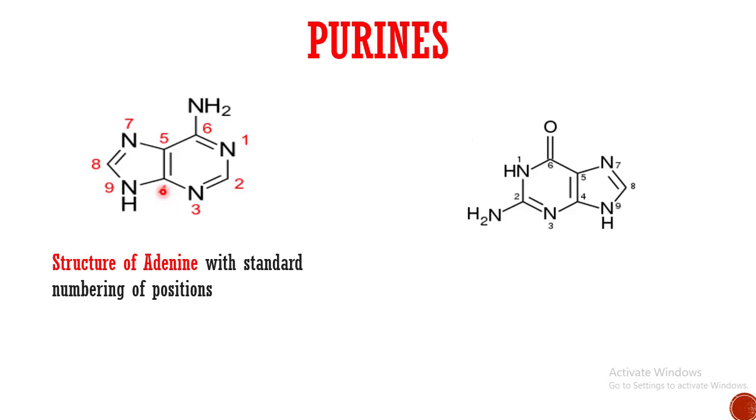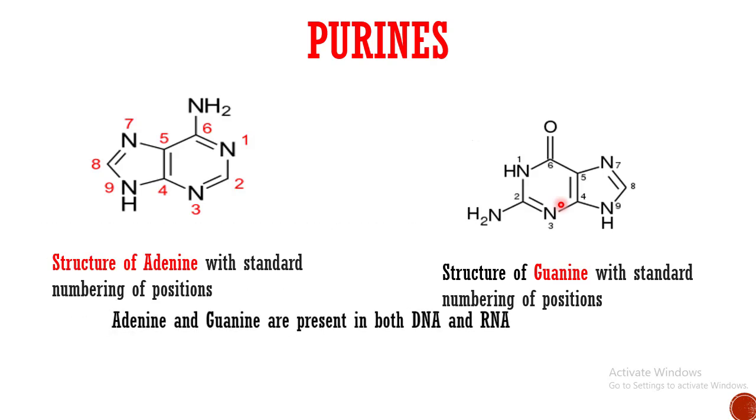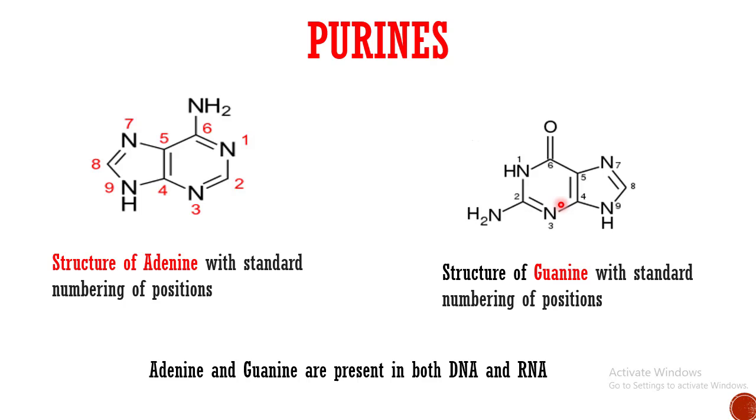Another purine is known as guanine, and this image again shows you the structure of guanine with the standard numbering of the positions. Again, the numbering starts from this particular nitrogen, and it moves on until it reaches position number 9. So if you look at the purines, both adenine and guanine have this two-ring structure. Now, adenine and guanine are present in both the DNA and the RNA. As I've told you, nucleic acids have two types, the DNA and the RNA. So adenine and guanine are present both in the DNA and in the RNA.